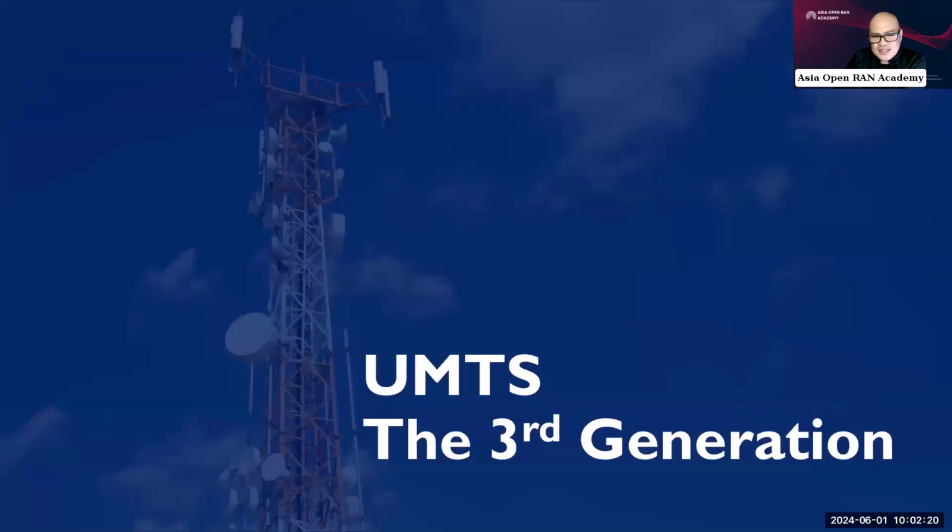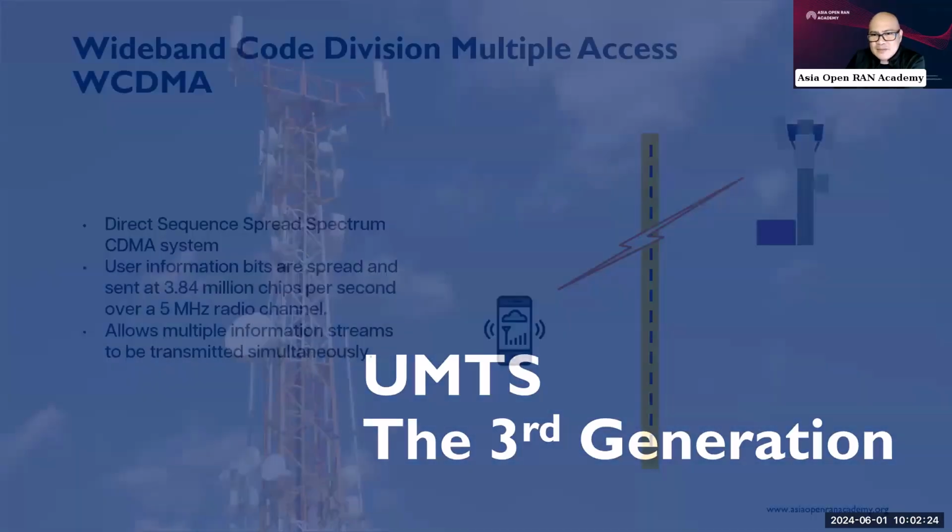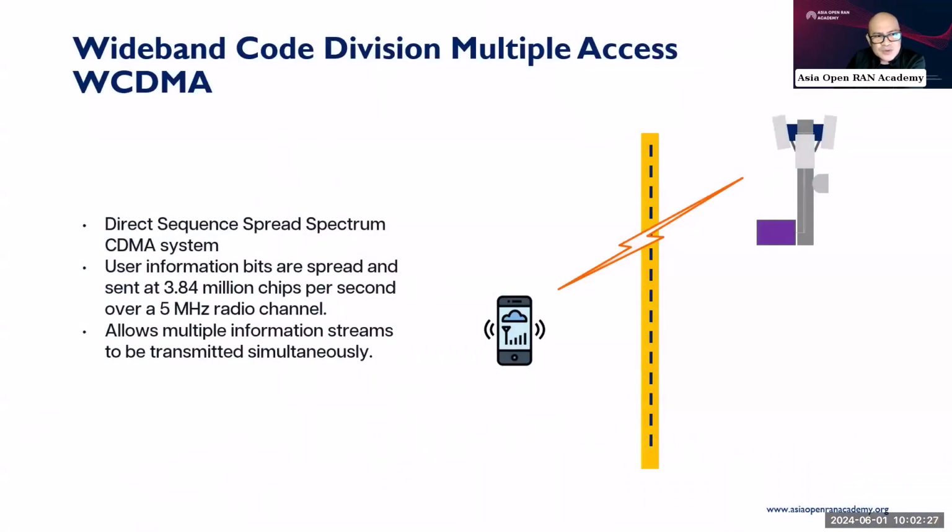So UMTS is the Universal Mobile Telecommunication System. So gumagamit ito ng multiple access which is called the WCDMA, the Wideband Code Division Multiple Access. However, sa GSM, I forgot to tell you, it's frequency division multiple access and time division multiple access. Okay. But for 3G, it's a direct sequence spread spectrum CDMA system. Yeah. So meron tong 3.84 million chips per second over a 5 megahertz radio channel.